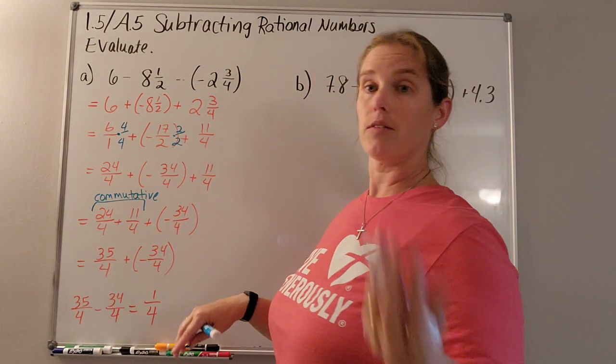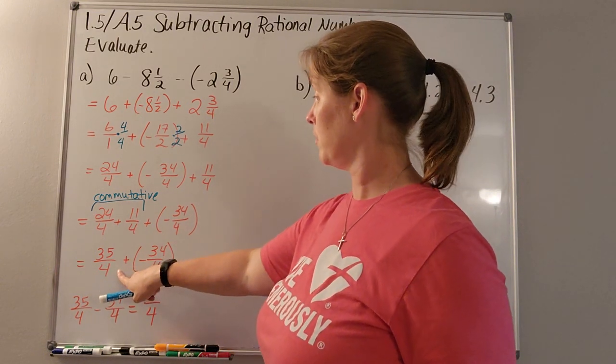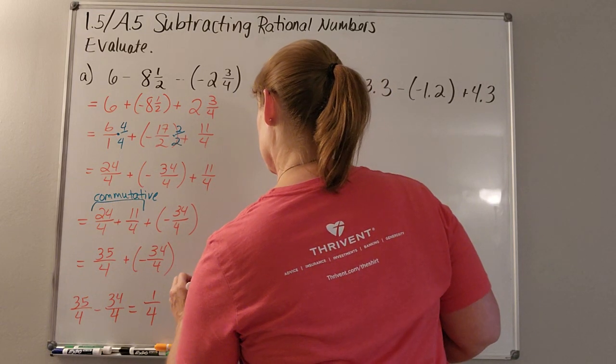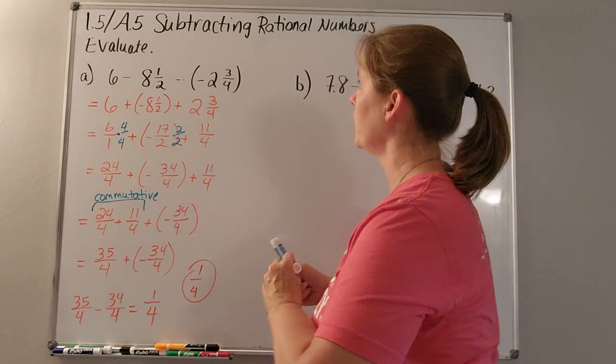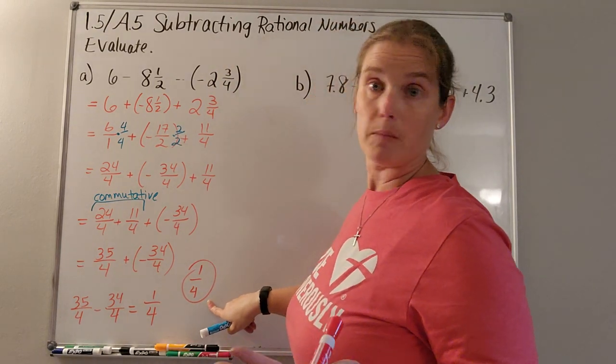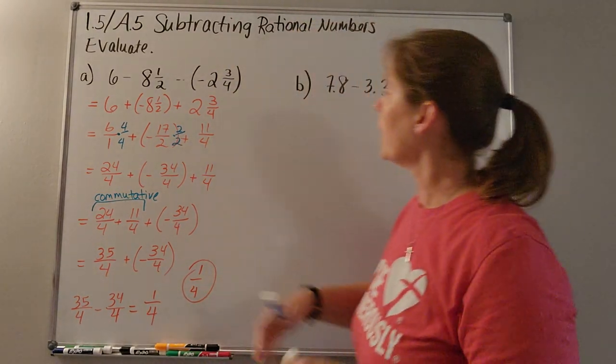And is it going to be positive or negative? Well, let's look at the addition problem. Bigger absolute value is positive, so our answer stays positive, 1/4. So this whole thing turns into 1/4 as our answer. That's not too bad. All right, now let's come over here.